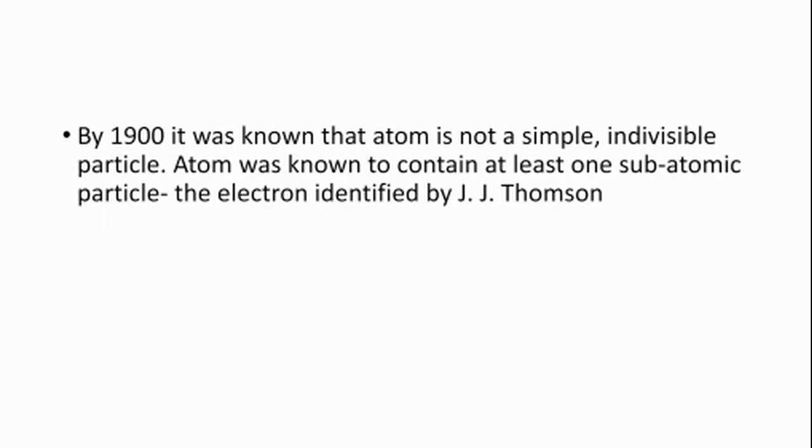So by 1900, it was known that the atom is not a simple, indivisible particle. The atom was known to contain at least one subatomic particle, and this is the electron identified by J.J. Thomson. So J.J. Thomson discovered that the electron was present.